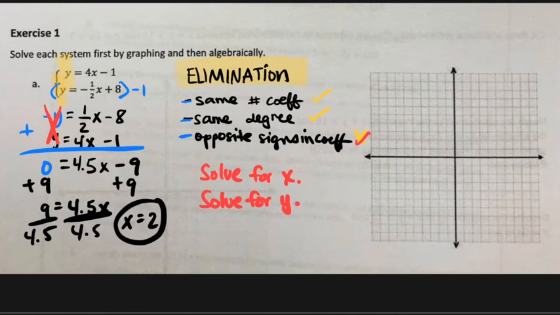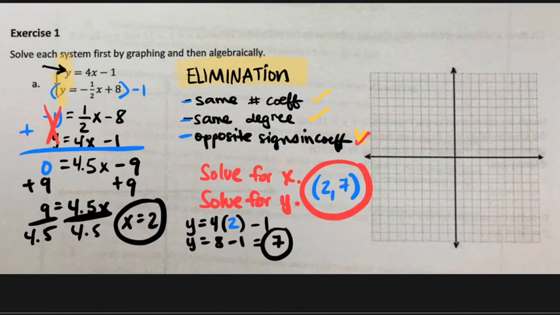Okay, once we're done with that, we can go ahead and solve for y. For this, I'm going to use this equation because it doesn't have fractions and it's just easier for me. In this case, y equals 7.